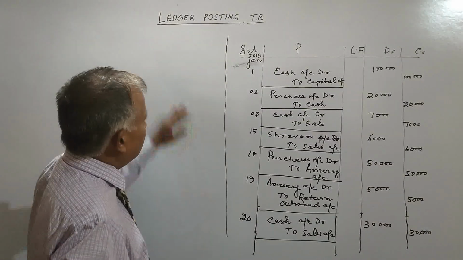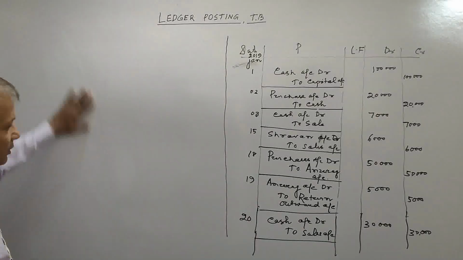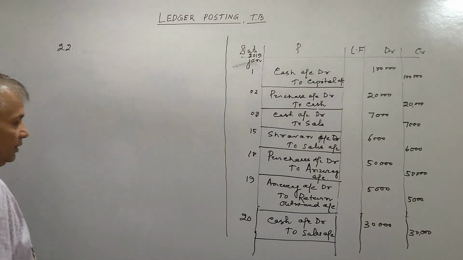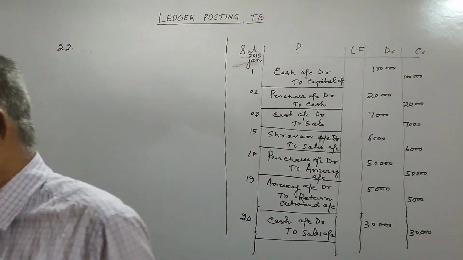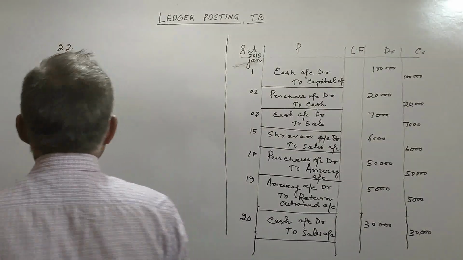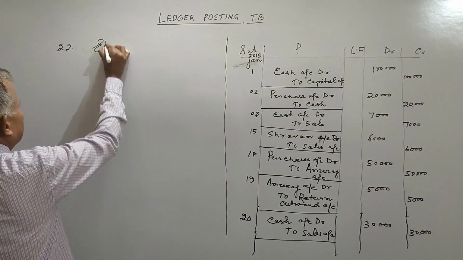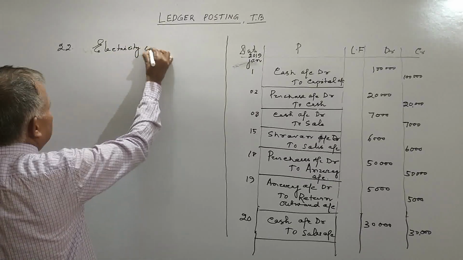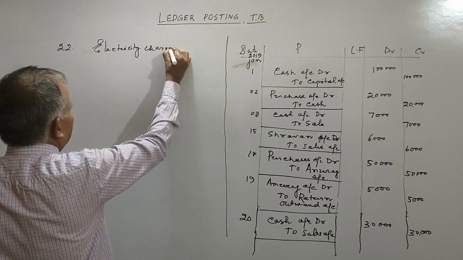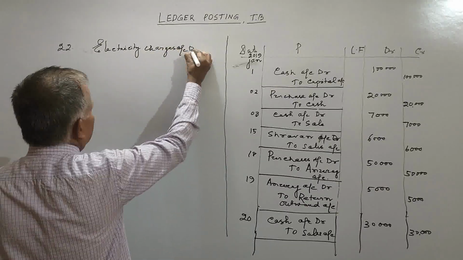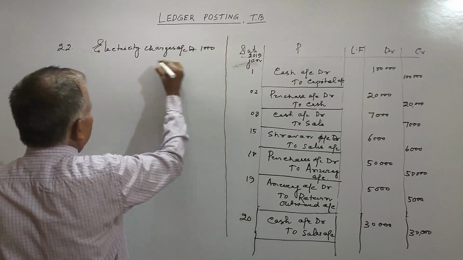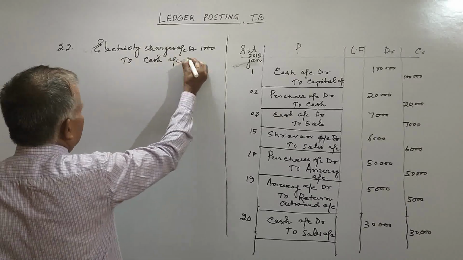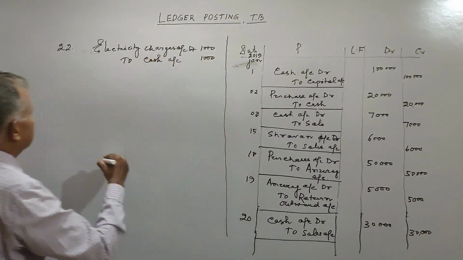We have to go by the same format. On 22, this is a paid electricity 1,000. Electricity is an expenditure debit. This is electricity charges account debit 1,000 to cash account. This is 1,000.